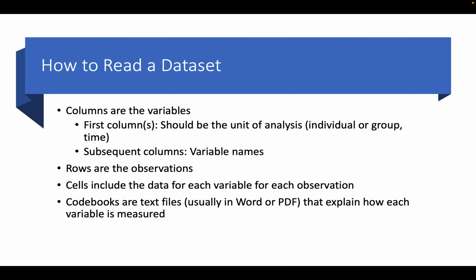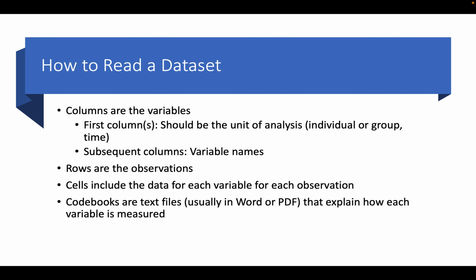How do we read a data set? Imagine a spreadsheet with columns, rows, and cells. The first column on the far left should be the unit of analysis, which can be an individual, a group or a grouping, such as a region, a city, a state, a country, or time, if we have a time series data set. Columns to the right will be the variable names. The rows themselves are observations for each case. The cells include the data for each variable for each observation or each case.